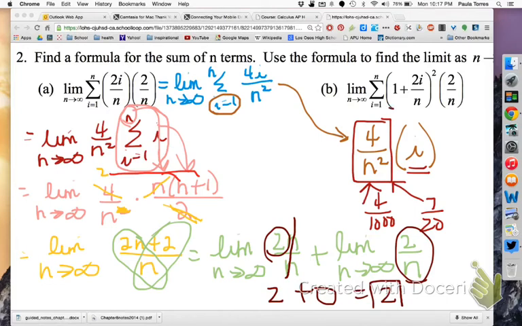So what I would like for you to do is try letter B. Note that in order to simplify this all out, you're going to have to FOIL first and then distribute. So pause the video and see if you can actually get this one worked by yourself.